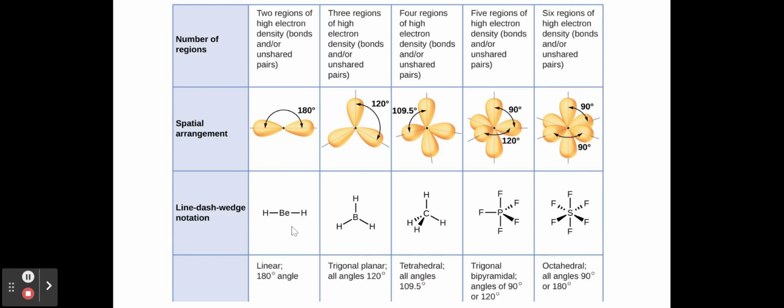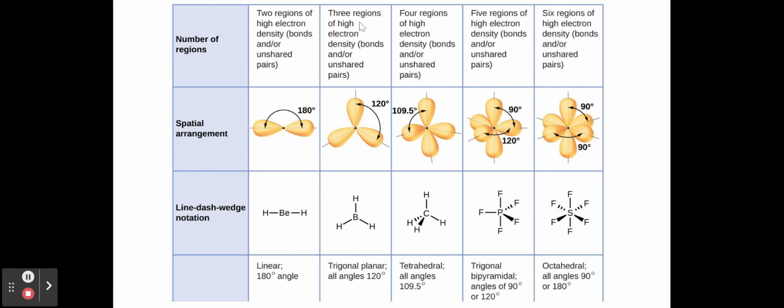Here's an example of the line dash wedge notation. So we have beryllium in the center, and we have 2 hydrogen atoms bonded to that beryllium. So this is our 1 electron region, and here's our 2nd electron region. This molecule would be considered linear, and the bond angle would be 180 degrees.